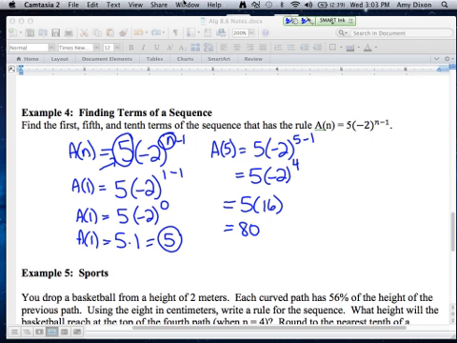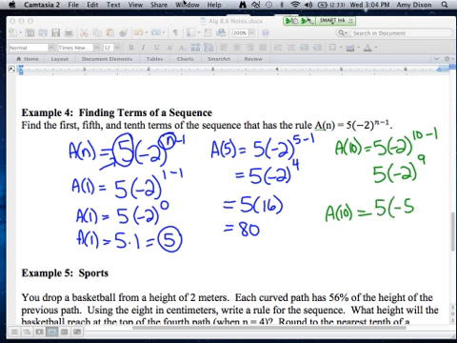All right, now let's find the 10th term. We're going to plug a 10 in for n. All right, so we get 5 times negative 2 to the 9th power. Okay, negative 2 to the 9th power. You might have to put that right into your calculator. You will get negative 512. So we get 5 times negative 512. So our 10th term is negative 2,560.